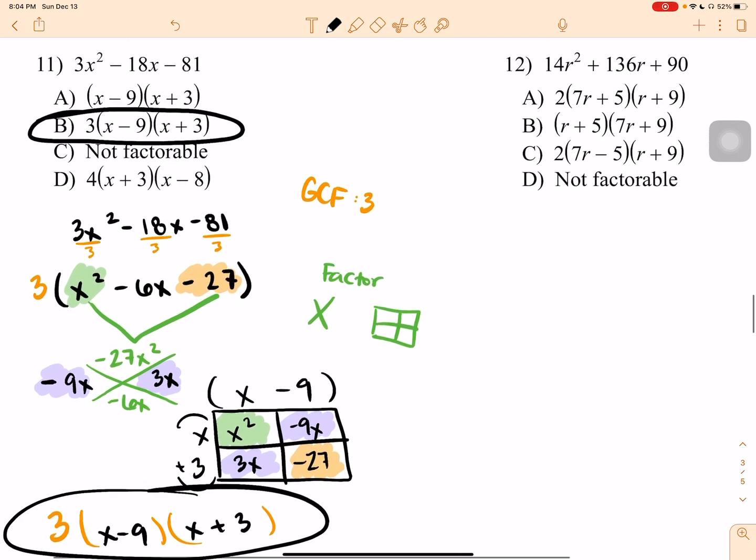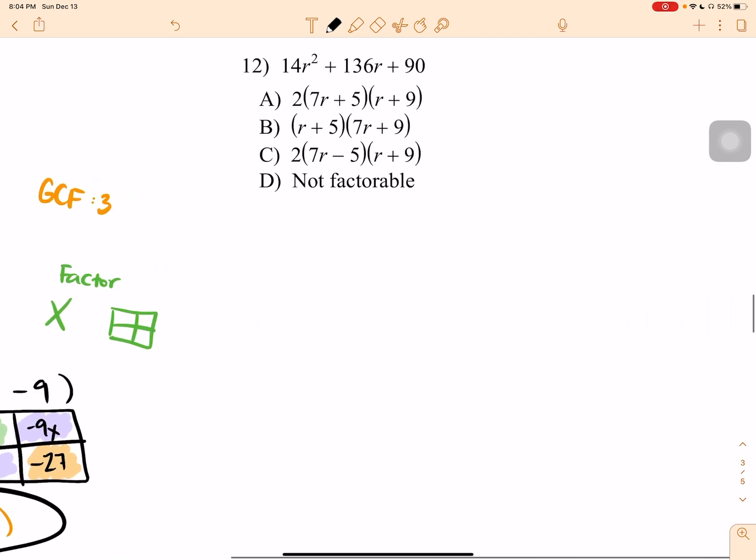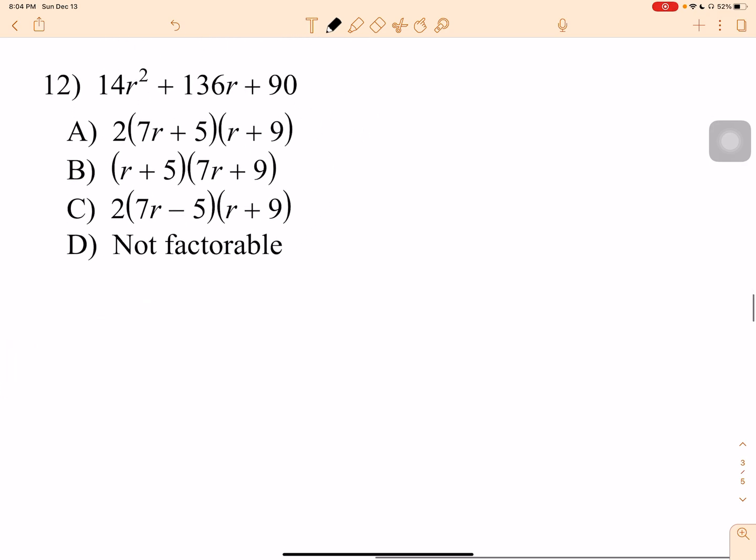Okay, so now let's go and look at number 12. I'm going to see here if 136 is divisible by 14. I just always try to divide it by that first one. Ooh, no, I got a decimal. So 136 is not divisible by 14.